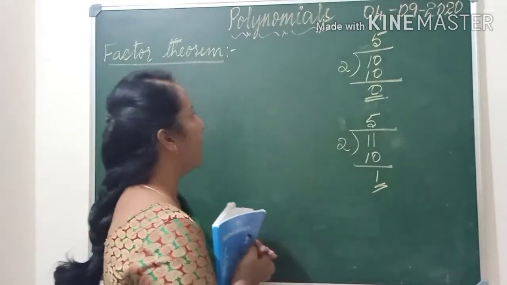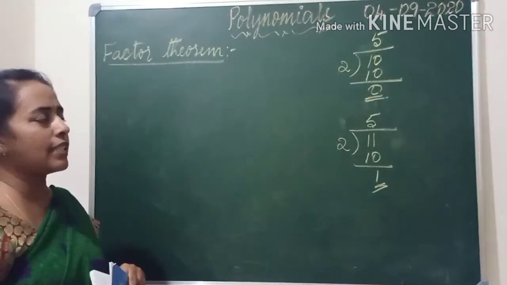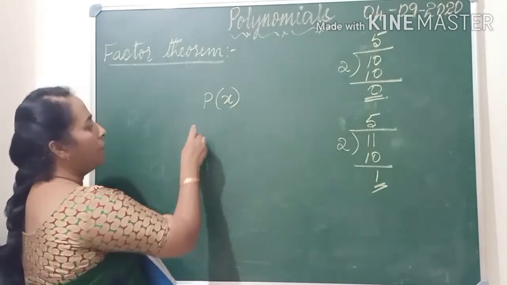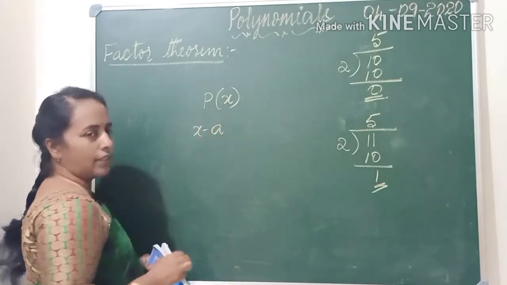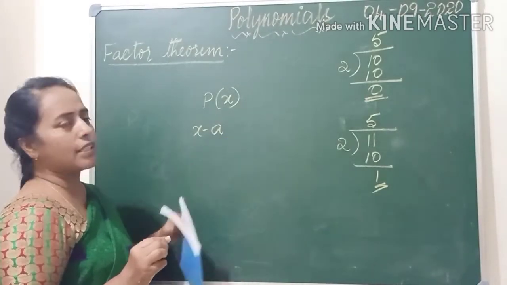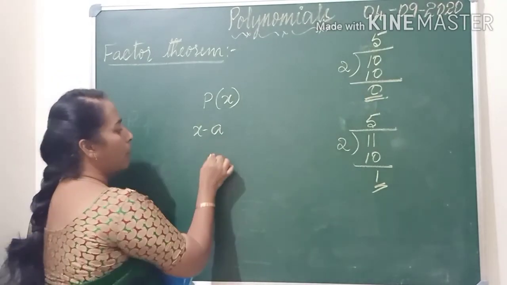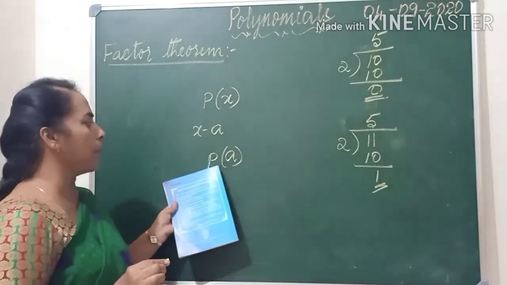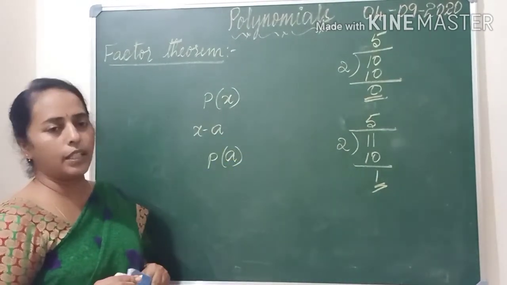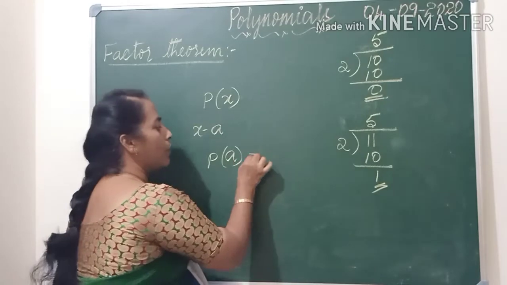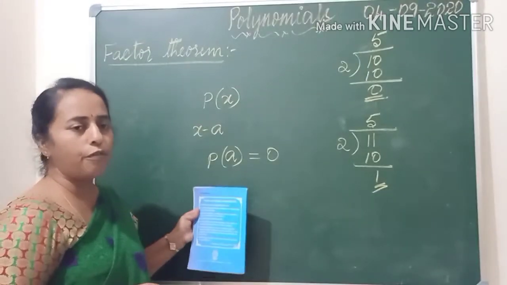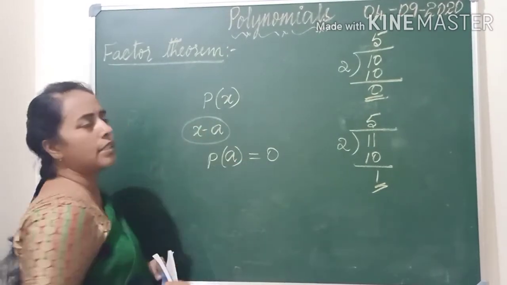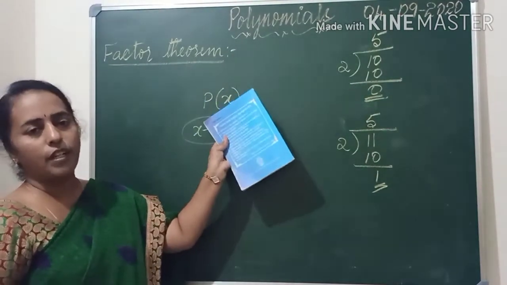So see, in the same way, factor theorem says that if p of x is a given polynomial, and x minus a is the divisor, then p of a will be the remainder. The value of the polynomial p of a gives the remainder. If that remainder is equal to 0, if p of a equals 0, then you can say x minus a is a factor of p of x.